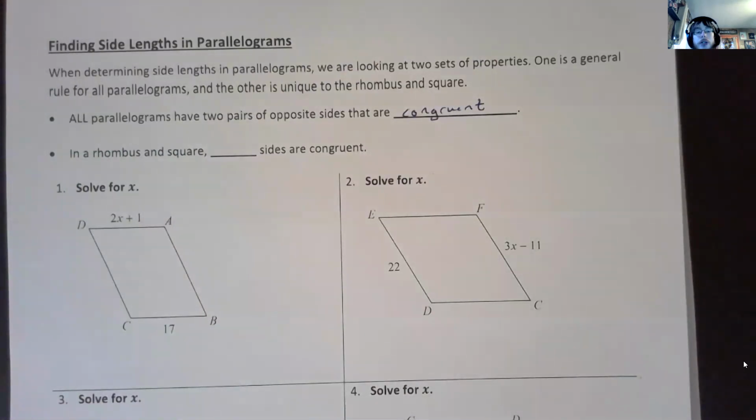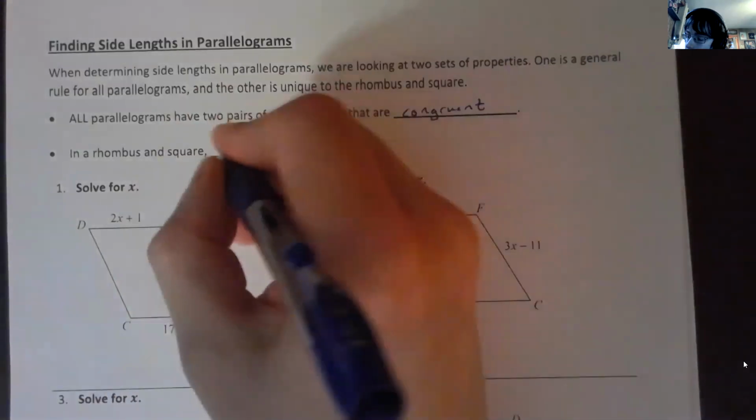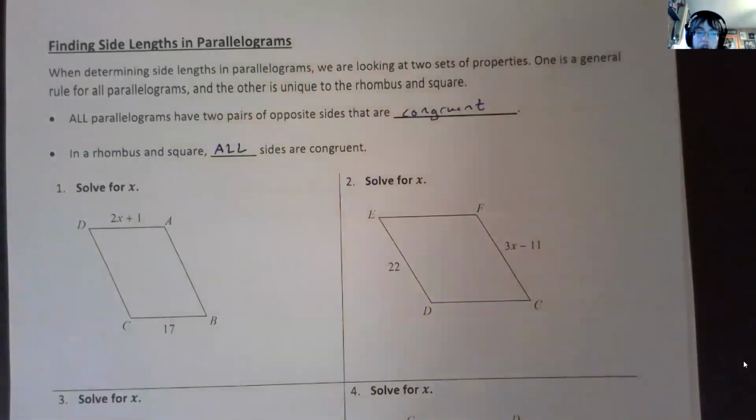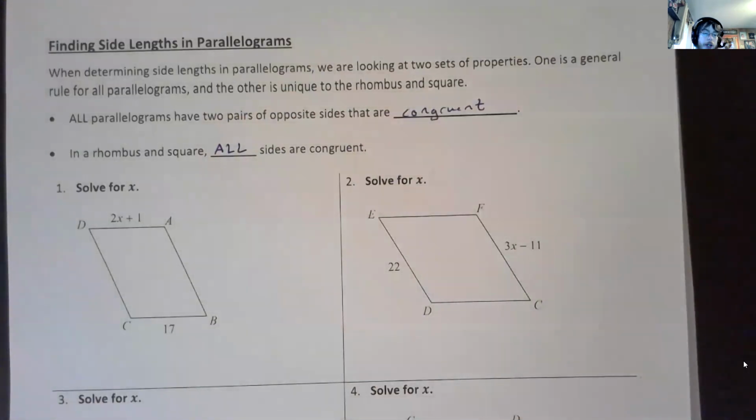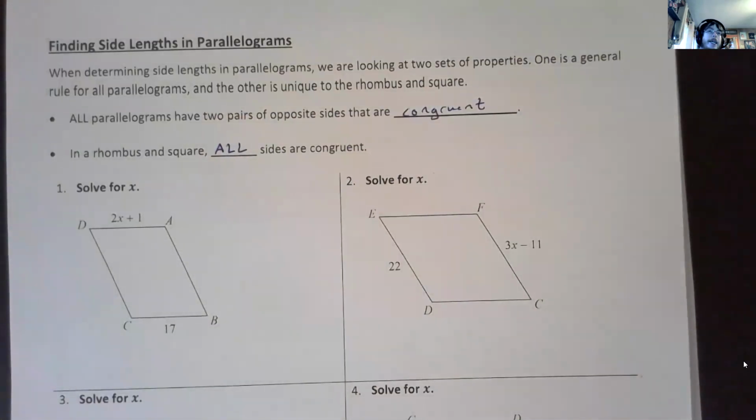There is one unique to the rhombus and square, and that's the fact that all of the sides of a rhombus and square are congruent. Okay. All that's going to do is if your shape says this is a rhombus, determine the value of side EF or whatever, then what you're going to have to do is find x and determine that value, even if they're not opposite one another, but they're directly connected.